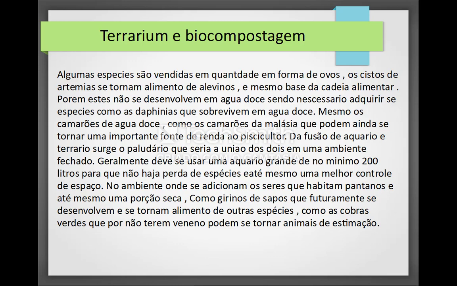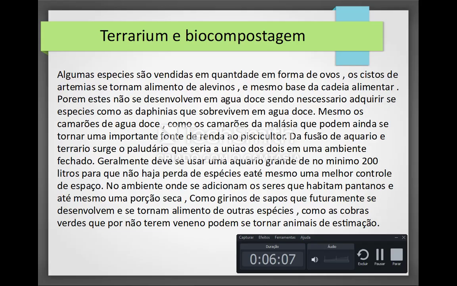From the fusion of aquarium and terrarium comes the paludarium, which would be the union of the two in a closed environment. Generally, a large aquarium of at least 200 liters should be used so that there is no loss of species and even better space control. In the environment, beings that inhabit swamps and even a dry portion are added, like tadpoles of frogs that develop in the future and become food for other species, like green snakes that, because they do not have poison, can become pets.